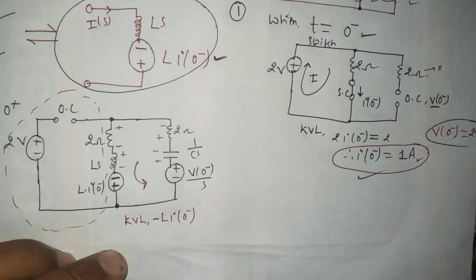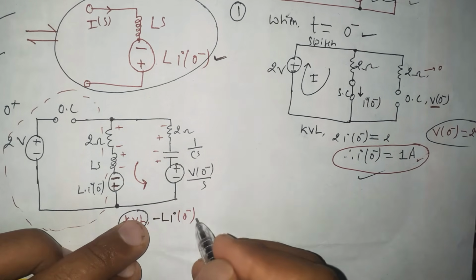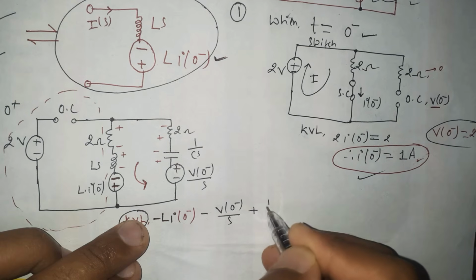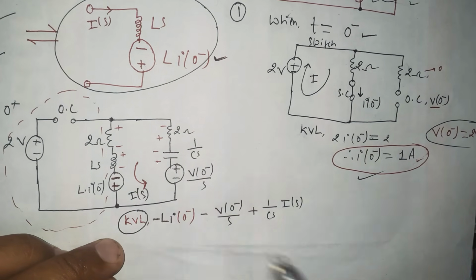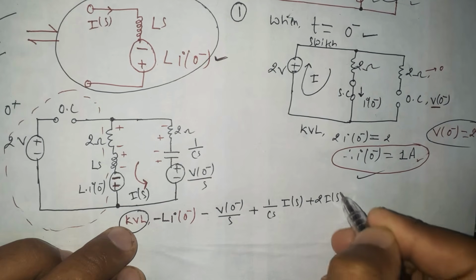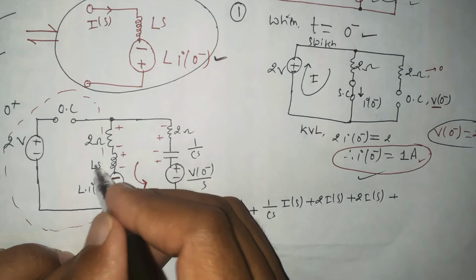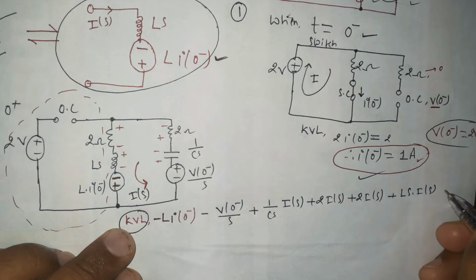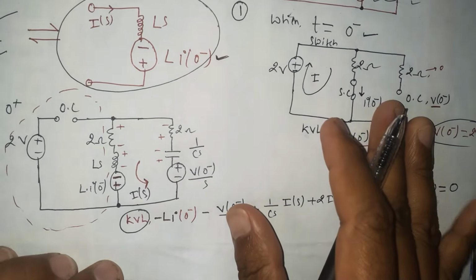Here I am going to just use the KVL. This is negative L I of 0 minus, and let's move here, this will be negative B 0 minus over S. This will be positive 1 over CS times I of S. Here the I of S current will flow here, plus 2 times I of S, plus the voltage across this inductor is just Ls times I of S. The net voltage will be 0. This is the expression after applying the KVL.